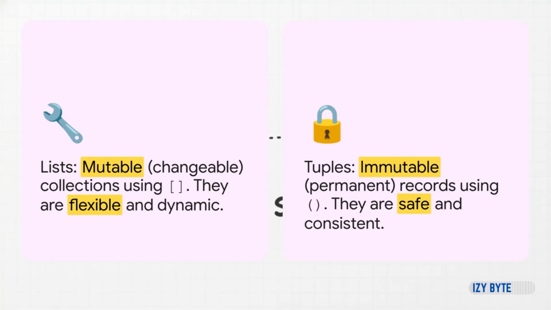So let's put them side by side. The core difference is right here. Lists are mutable. Remember, that means changeable. And they use those square brackets. Tuples, on the other hand, are immutable. That means permanent. And they use parentheses. It's simple. You pick a list when you need flexibility, and you pick a tuple when you absolutely need your data to stay safe, sound, and consistent.